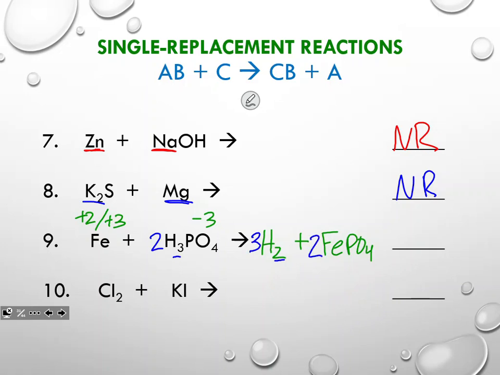2 for the iron 3 phosphate and 2 for the iron over there. Very good. And our last one down here, I know it says 11 on your paper, but I made it a 10 up here on the PowerPoint.